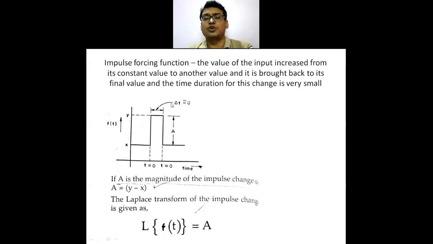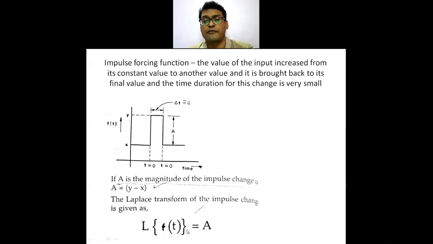However, for an actual process, for electronics and electrical systems, this value can be a smaller one. But for chemical equipment, this value can have a specific value. But it is considered to be the impulse forcing function only. If A is the magnitude of the impulse change, I can write A equal to y minus the constant value, and the Laplace transform of this forcing function, that is Laplace of f(t), is equal to A, because for a very small change in time, F(s) is A.